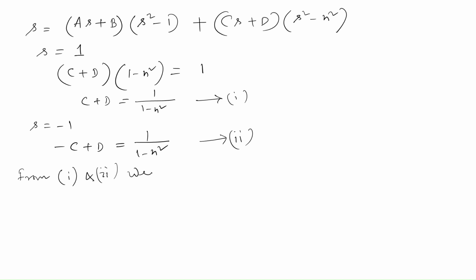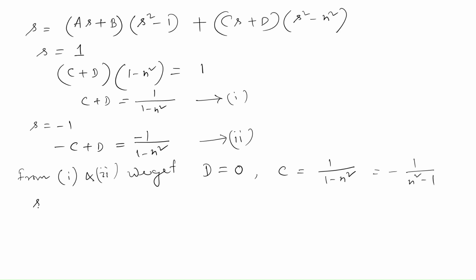From 1 and 2 we get minus C plus C cancel, twice D is, there should be a minus sign here because s equals to minus 1, so in the left hand side there is a minus sign. So if we add them, minus C plus C cancel, twice D, and in the right hand side this and that term will be cancelled. So D equals to 0. And putting D as 0, we'll have C equals to 1 by 1 minus n square, or we can write it as minus 1 by n square minus 1.